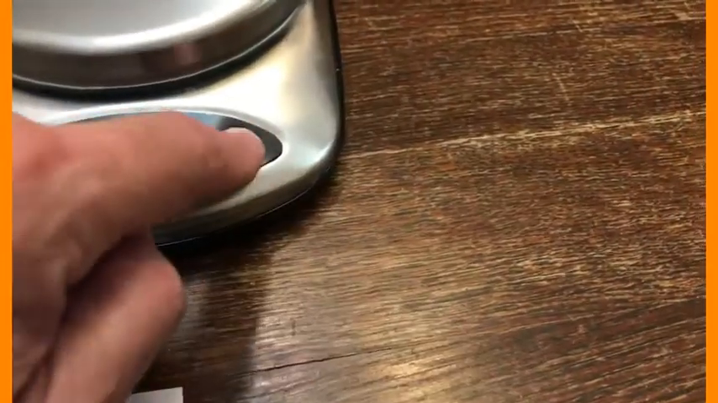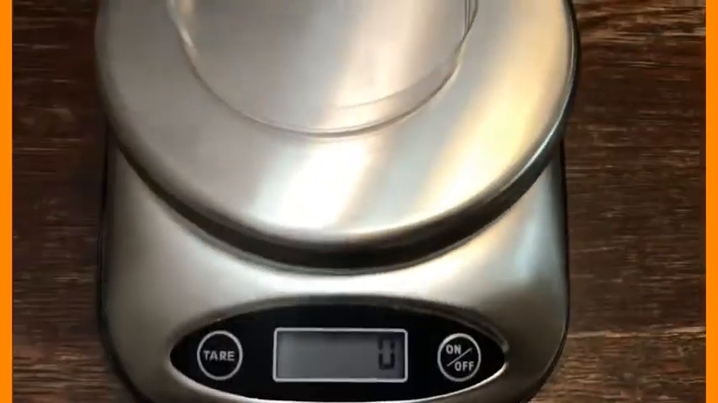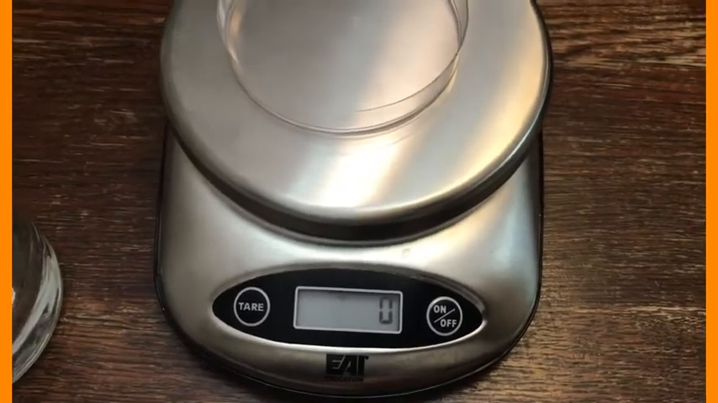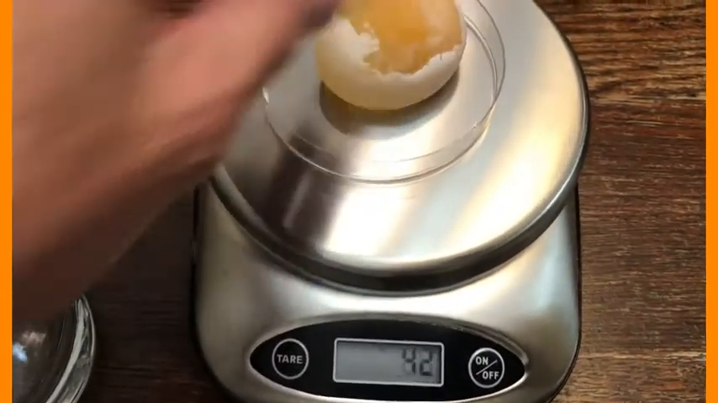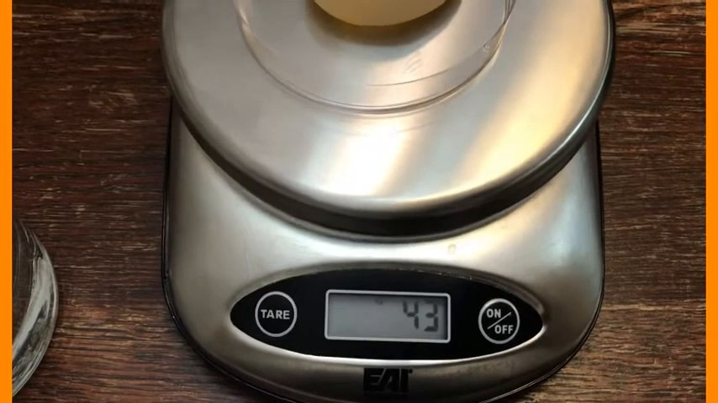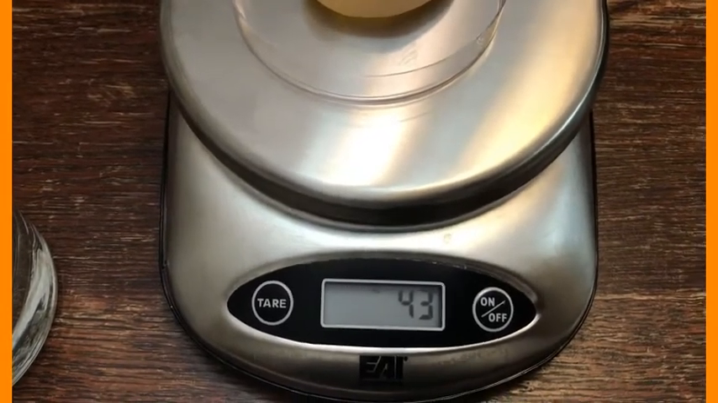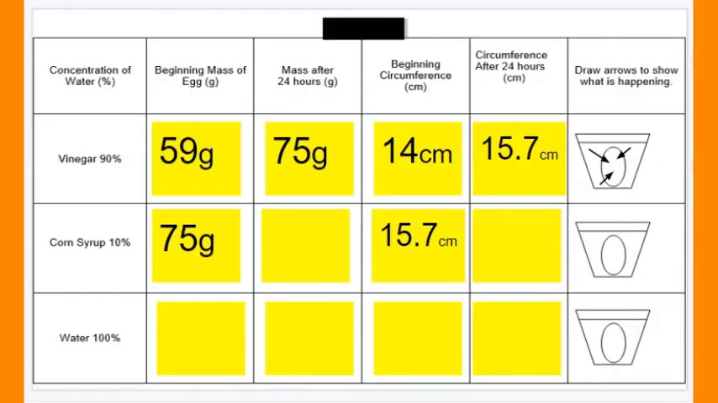All right, so gotta get a mass. Gotta turn on the scale first, and it's at 43 grams, guys. That's a huge loss of mass. All right, so let's record that mass. 43 grams. We're going to put it right here.